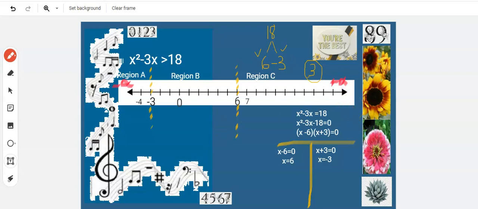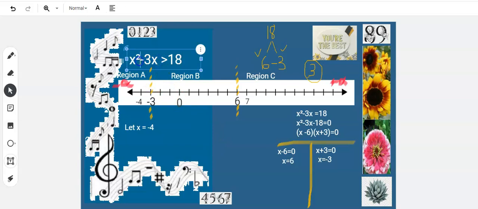Okay. So, unsa man ang appeal sa solution set? Appeal ba ang region A, region B, or region C? So, we're going to have test points. So, unsa gani ang value sa region A? So, we have negative 4, negative 5, negative 6, and so on. So, let's have an x value of negative 4. So, we write in our solution, let x equal to negative 4. And then we'll do substitution.